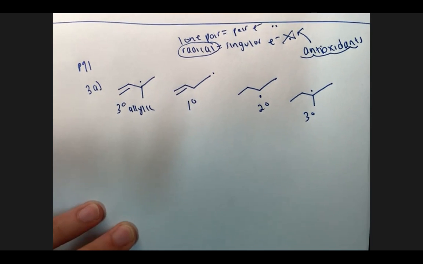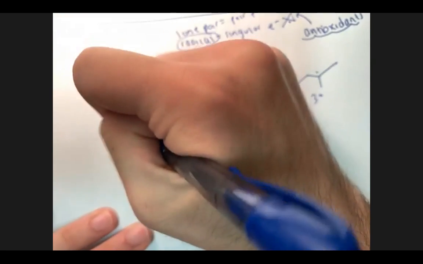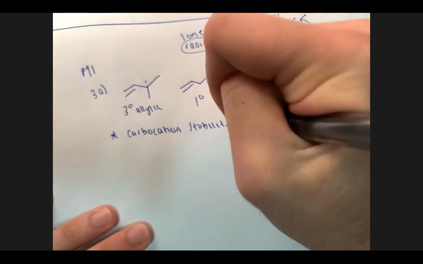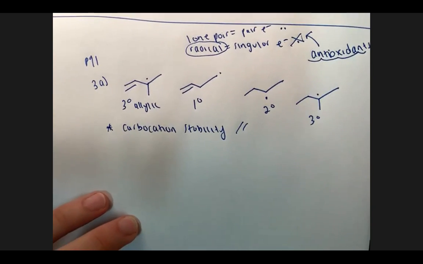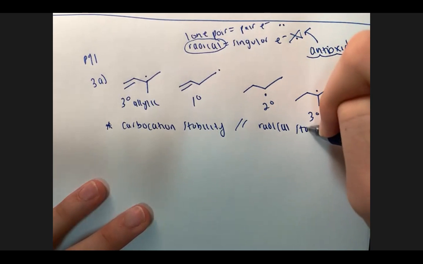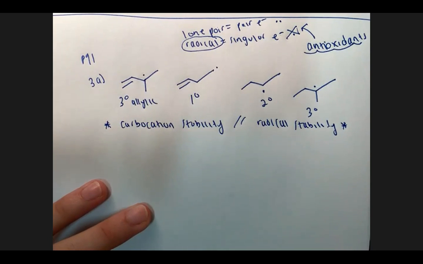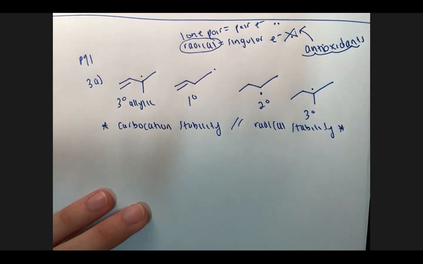But now you have to ask yourself the same questions you ask yourself with carbocation stability. So that's kind of the main takeaway here: carbocation stability parallels radical stability. Okay, so everything you know about carbocation stability is exactly what you're going to do here. That's why I said it's nice. It's the exact same thing, so nothing crazy.